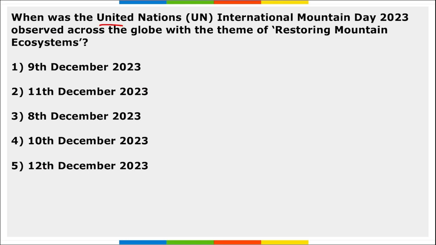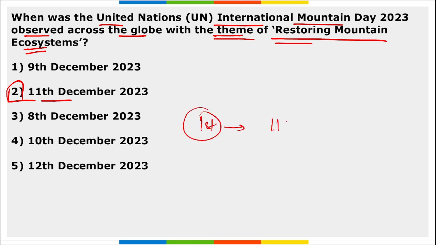Next, when was the UN International Mountain Day observed across the globe with the theme Restoring Mountain Ecosystem? So 11th of December is observed as UN International Mountain Day, with the theme Restoring Mountains Ecosystem. The first ever International Mountain Day was observed on 11th of December 2003. In 2003 it was observed for the first time.